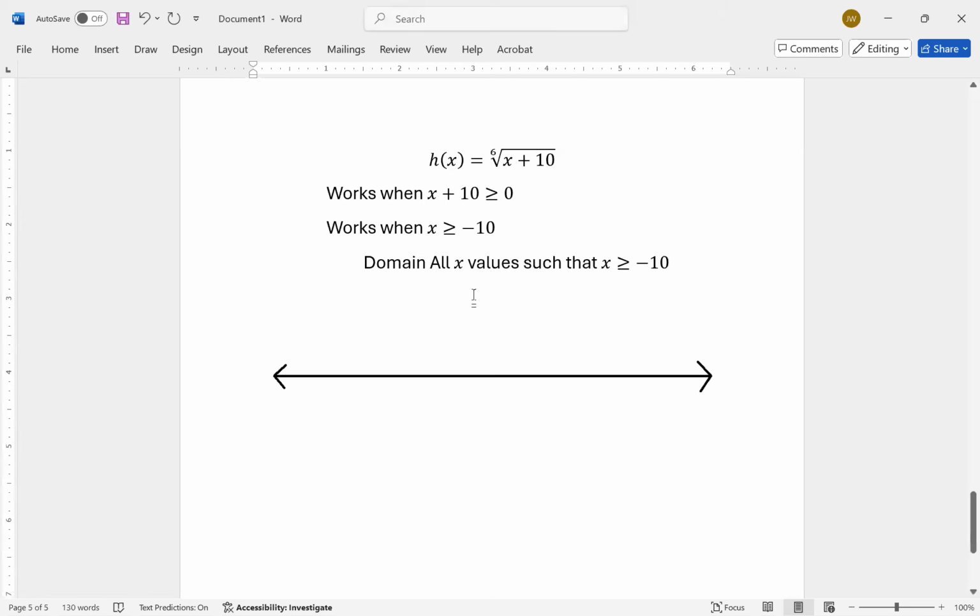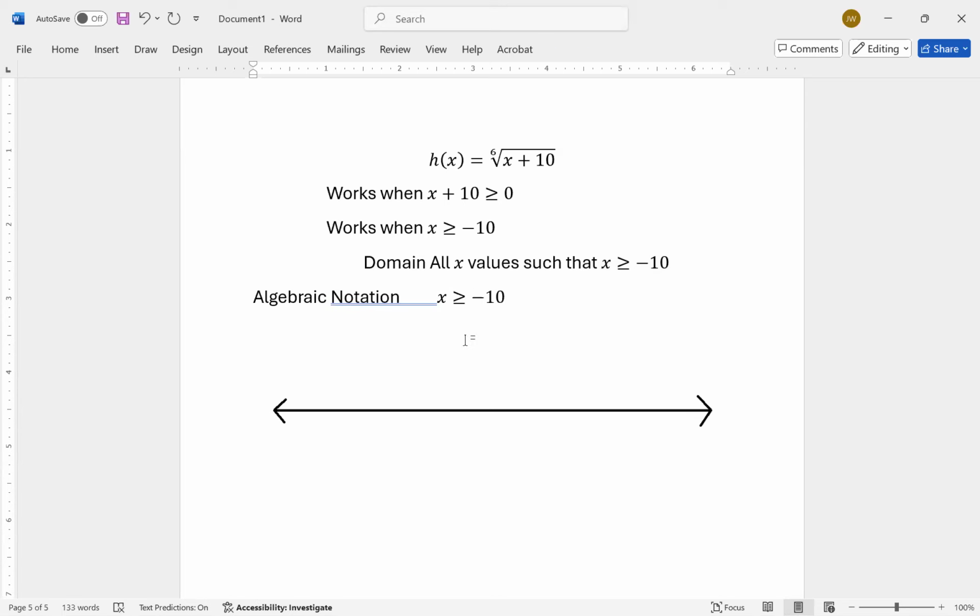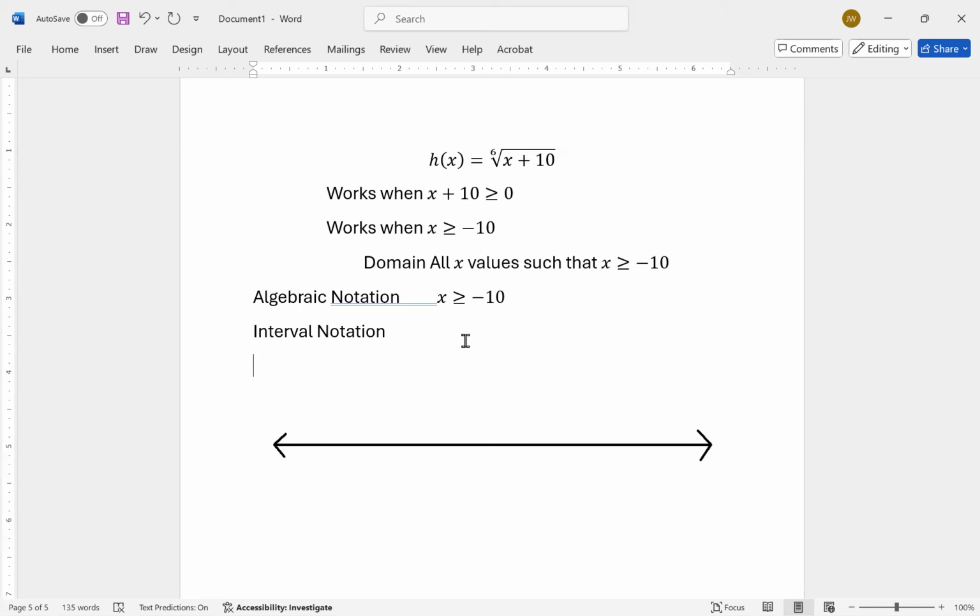H of x, we saw that the domain was all real numbers such that those numbers are bigger than or equal to -10. Now, the algebraic notation is just the equation itself. That is x greater than or equal to -10. I'll do interval notation in just a second. And then obviously the number line we have written here.